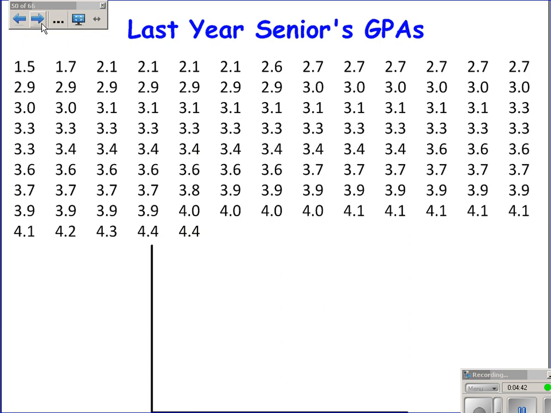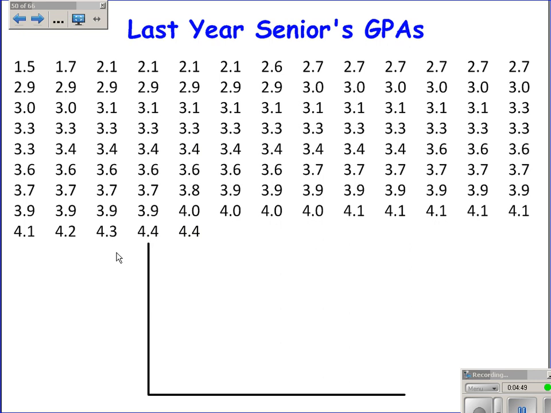Okay, so here's the same data we had before of student GPAs. Now our data goes from 1.5 to 4.4. Based on the data, we probably want to have somewhere, we could go 1.5 to 2.0, and then 2.1 to 2.5, and 2.6 to 3.0, and then 3.1 to 3.5, 3.6 to 4.0, and 4.1 to 4.4.